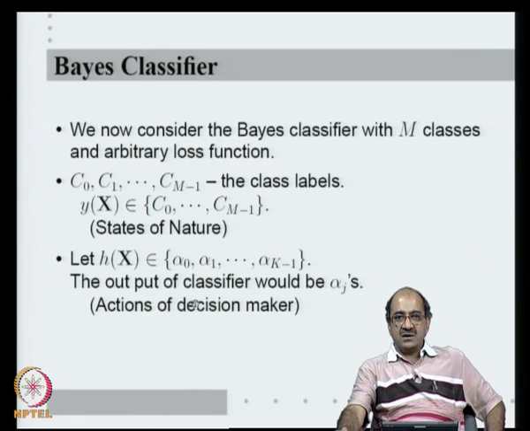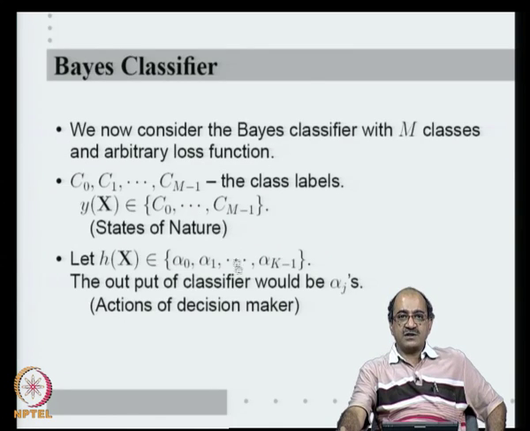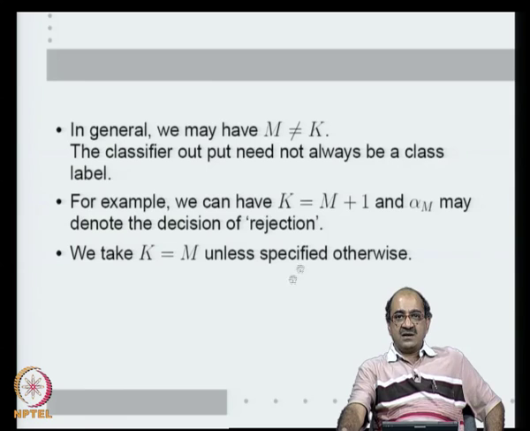We put k possible actions, that is k possible outputs for the classifier, and m possible class labels. So not only do the alphas not have to be class labels, even k and m need not be the same. Here is a simple example of why I may want to do it. For example, I may take k equal to m plus 1. Alpha 0 I make the same as c 0, alpha 1 the same as c 1, so alpha 0, alpha 1 up to alpha m minus 1 will be class labels, that is, I am calling out the class, but I have one more extra action possible for the classifier.